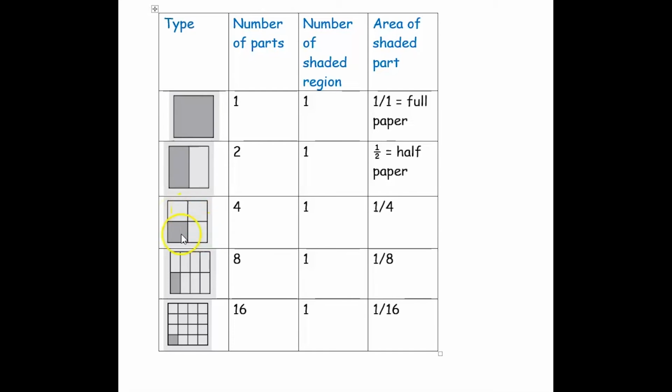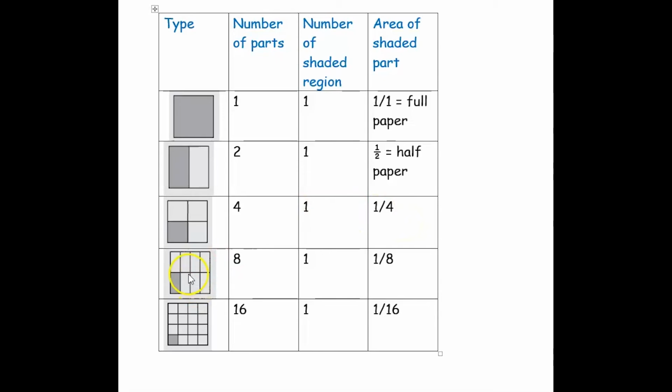1, 2, 3, 4 parts. So on the shaded part, we'll have 1 shaded part here. So now I will find the area of the shaded region. Shaded region divided by total number of parts. Here shaded region is 1 divided by total number of parts is 4.